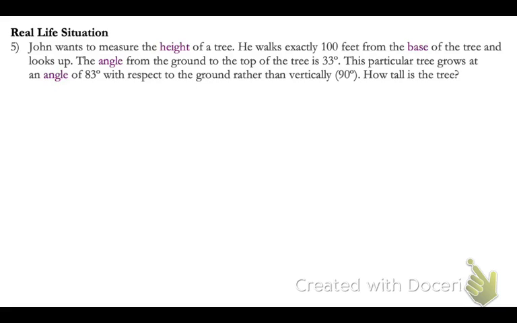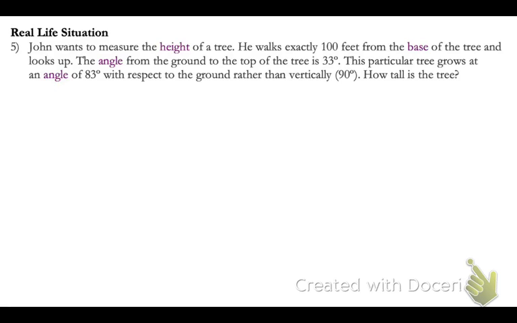Okay, on this one it says John wants to measure the height of a tree. He walks exactly 100 feet from the base of the tree and looks up. The angle from the ground to the top of the tree, which is what you call your angle of elevation, is 33 degrees. This particular tree grows at an angle of 83 degrees, so it's not growing straight up with respect to the ground, rather than vertically at 90 degrees. How tall is the tree?